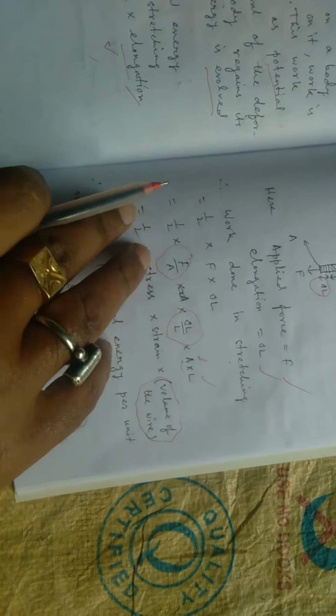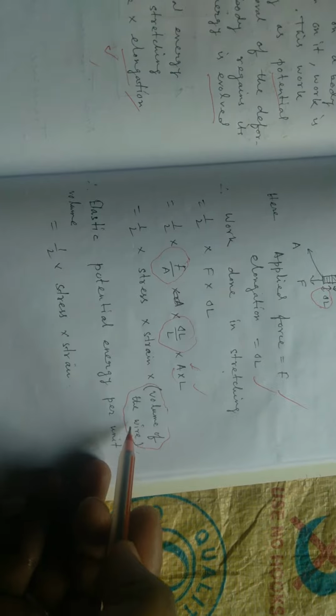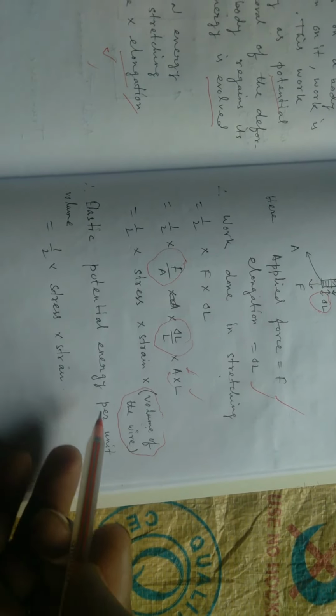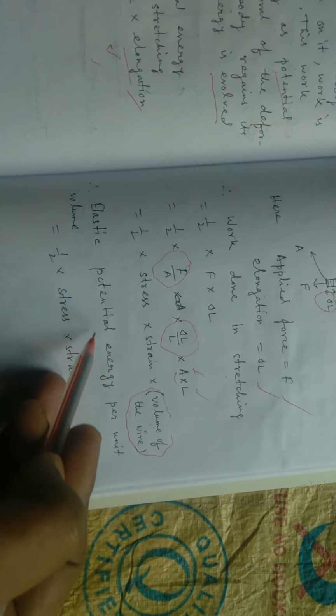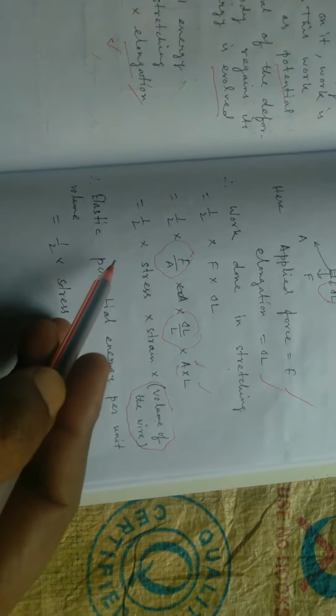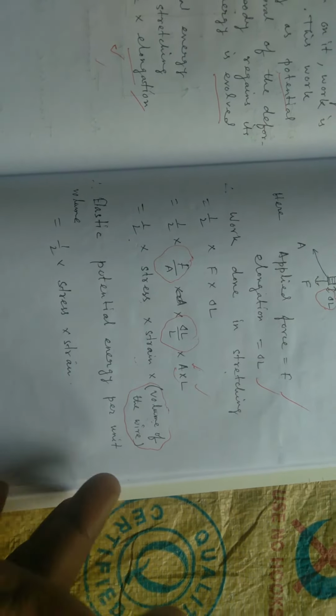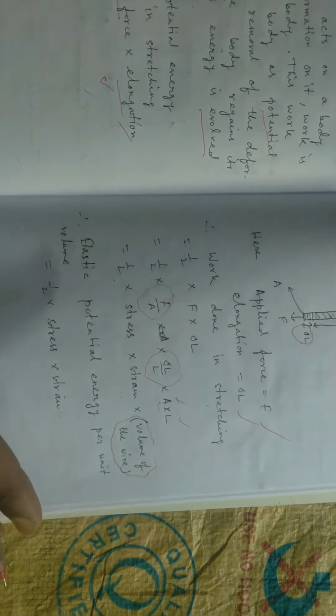So if we take unit volume of the wire, what is the potential energy per unit volume of the wire? The elastic potential energy per unit volume will be just half into stress into strain. This is another representation for the elastic potential energy per unit volume.